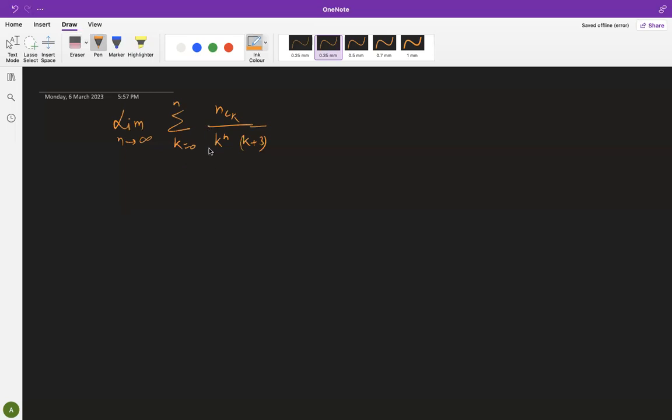Let's see, if I want to write this 1 upon k plus 3, can we write this as limit n tends to infinity, sigma k equals 0 to n, nCk by n raised to the power k, and integral 0 to 1 x raised to the power k plus 2 dx? Now x raised to the power k plus 2 would become 1 upon k plus 3, right? So we can write this particular thing like this.